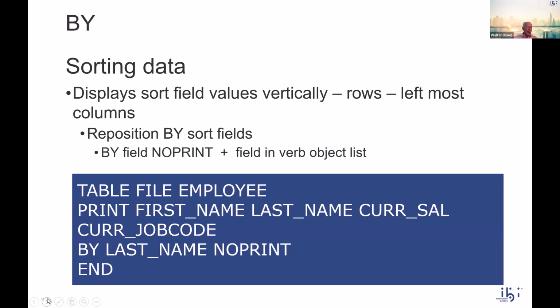Now, what if I don't want this in the leftmost column? There are a number of things you can do. One of the things you can do is reposition these BY sort fields by using a NOPRINT on the field and the verb object list. And that's exactly what I've done with this particular request here.